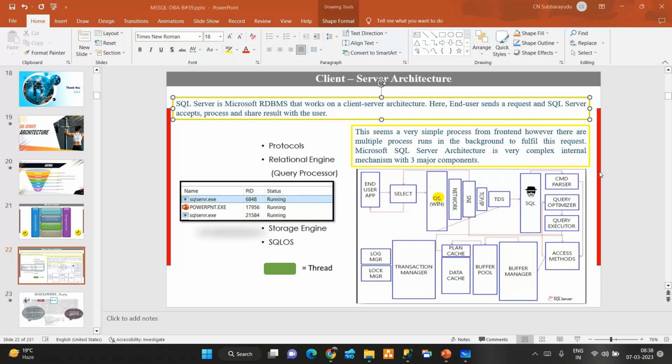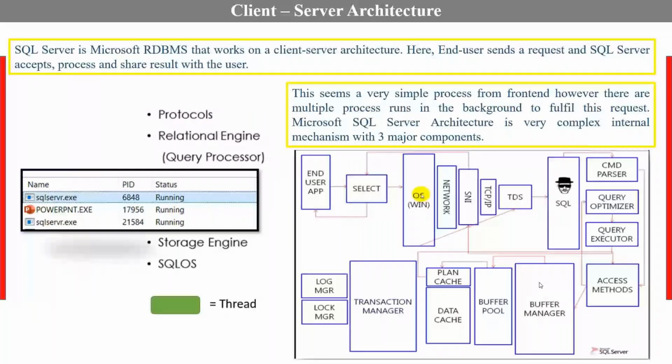From the front end, it's very simple, sir. When you see the front end, what you will do is either open the Android application or open the browser, search, and book the order. It seems like a very simple process from the front end.